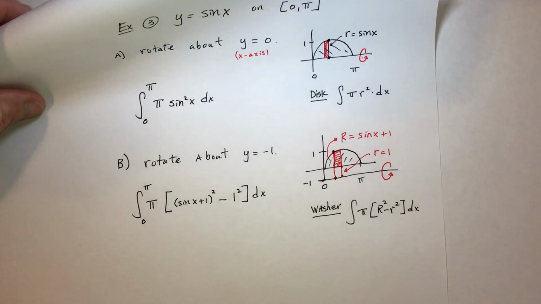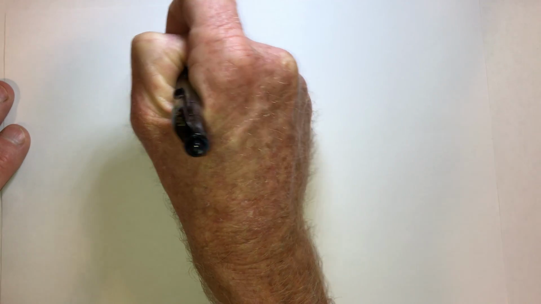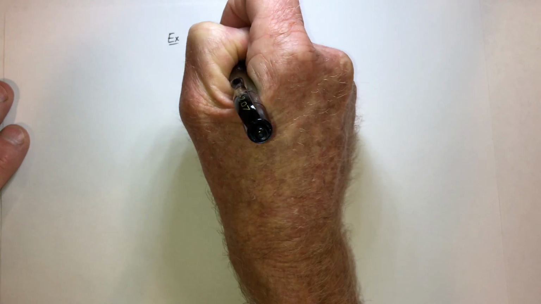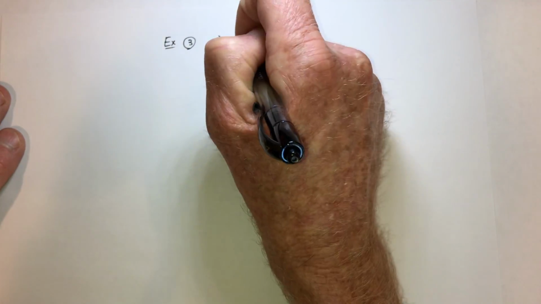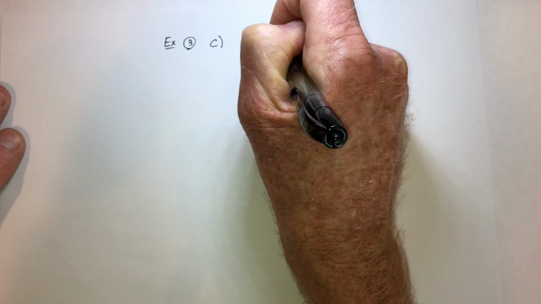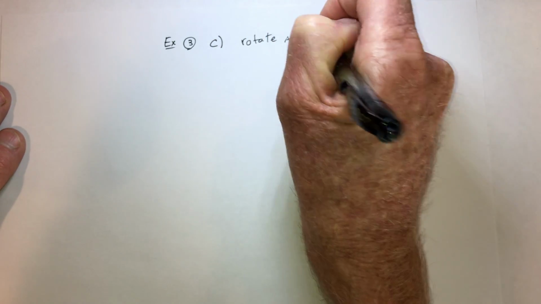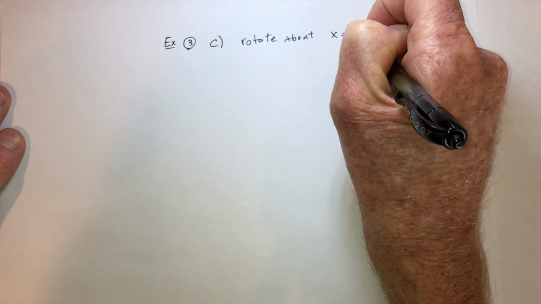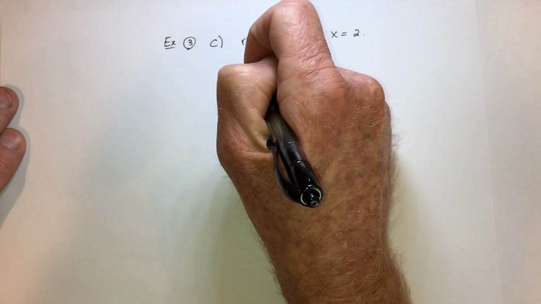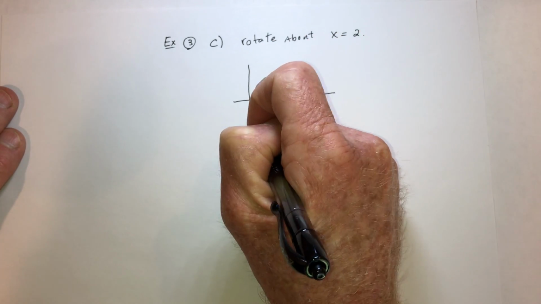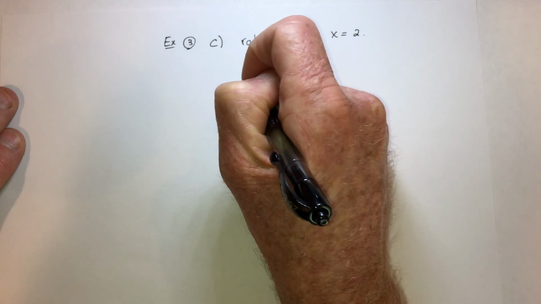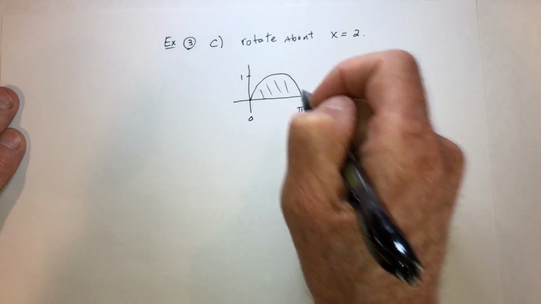Now we're going to take the same shape and for part C, rotate it in a different way. So this is still example number 3, part C. And then rotate about x equals 2. So here's the sine graph from 0 to pi. It goes up to a height of 1, dramatic shading right there.